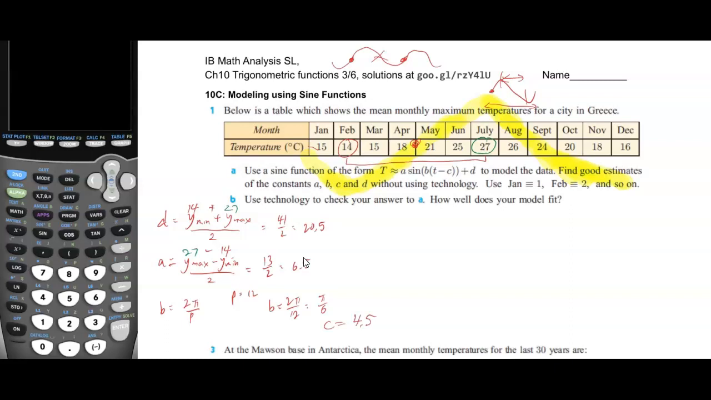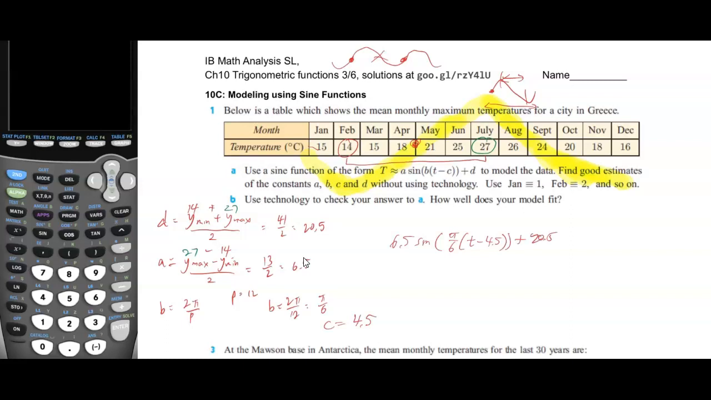Okay? All right, so if I wanted to write my function out, I would put 6.5 sine of pi over 6 times t minus 4.5, plus D, which is 20.5.